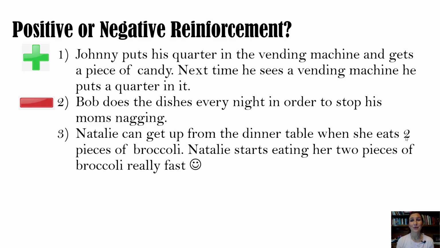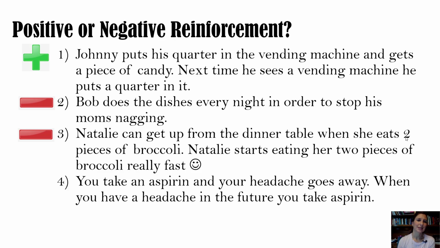Natalie can get up from the dinner table when she eats 2 pieces of broccoli. Natalie starts eating her 2 pieces of broccoli really fast. So I want you guys to pause, go through your 3 steps, figure out what the behavior is. Is it increasing or decreasing? And if it's increasing, you know it's reinforcement. And then figure out, after the behavior occurs, is something getting added or removed? And this would be an example of negative reinforcement.